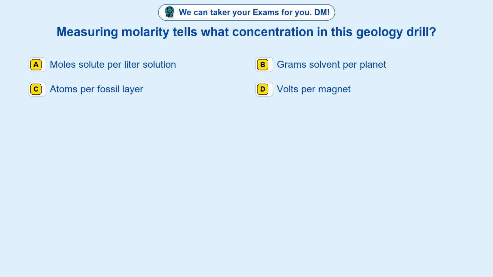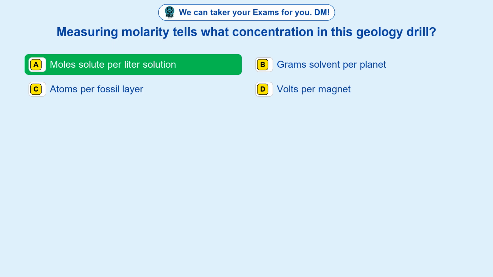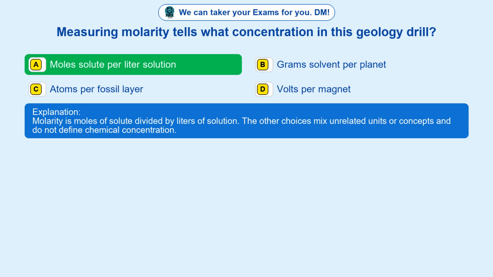Question 45. Measuring molarity tells what concentration in this geology drill? Option A, moles solute per liter solution. Option B, grams solvent per planet. Option C, atoms per fossil layer. Option D, volts per magnet. The correct answer is option A, moles solute per liter solution. Molarity is moles of solute divided by liters of solution. The other choices mix unrelated units or concepts and do not define chemical concentration.